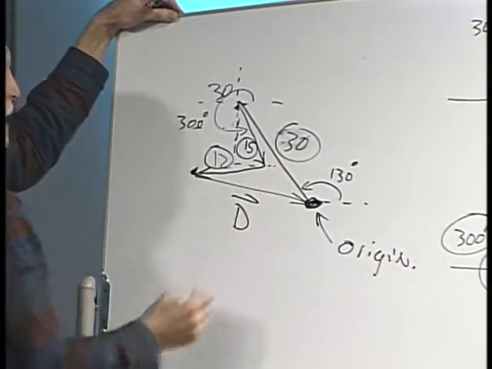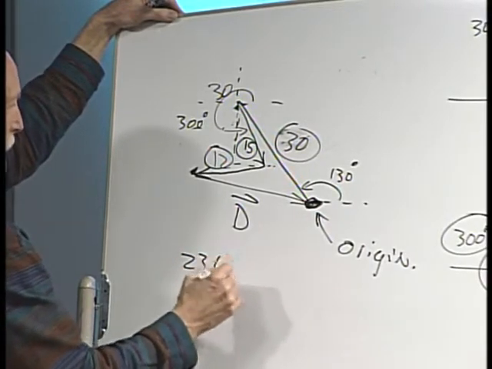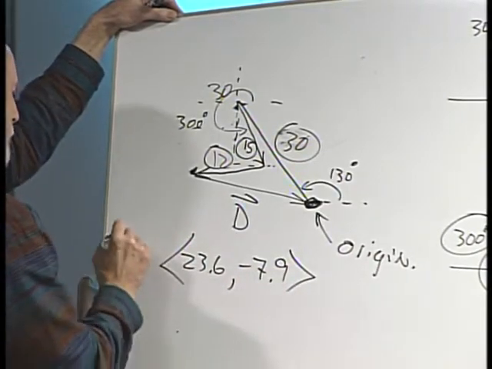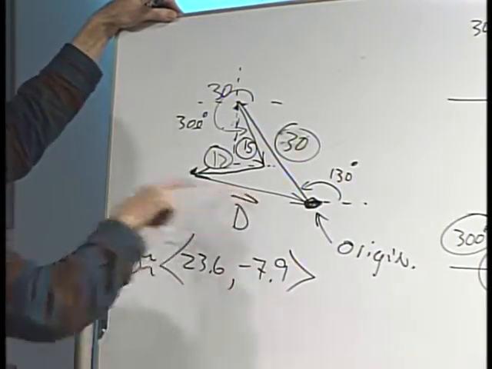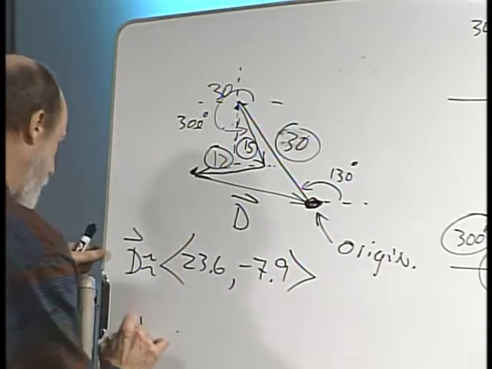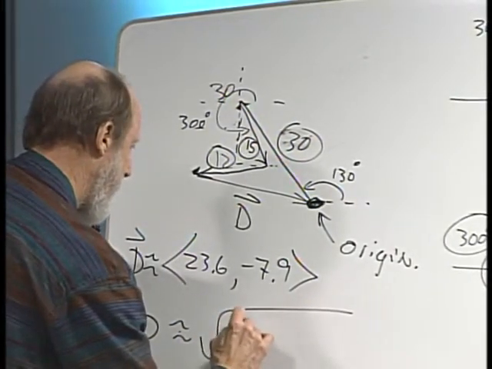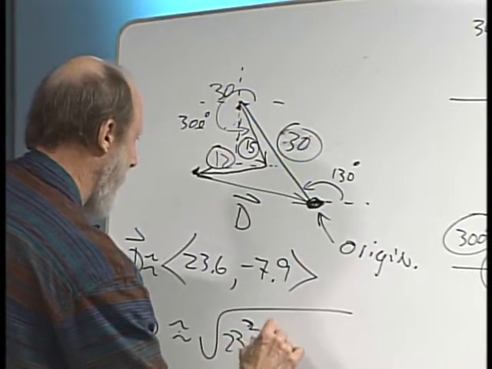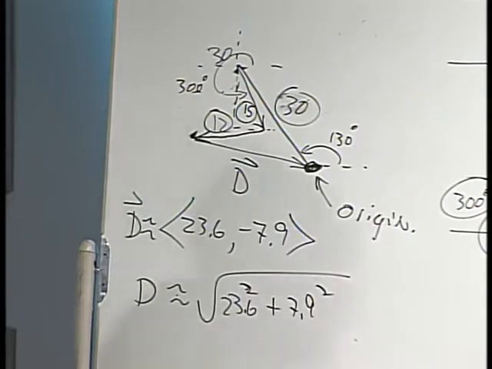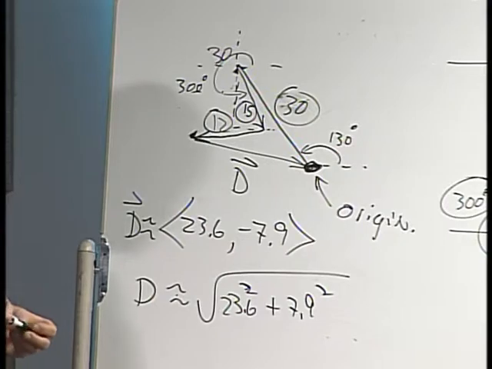So here's D, folks. And notice what we had for D. We had 23.6, comma, minus 7.9, approximately, for your D vector. And that looks about right, doesn't it? And then the length of that, what's the magnitude of it? 23.6 squared plus 7.9 squared, square rooted, right? You can just take your x squared plus y squared and square root that and pick up your result.